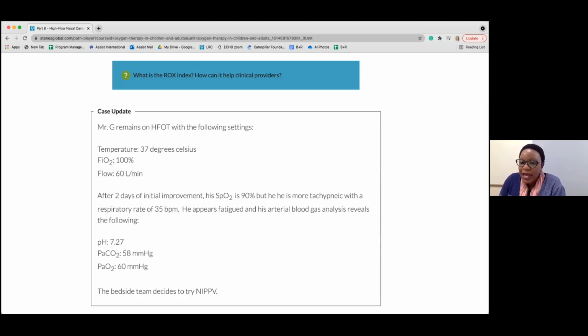So what the ROX index does is that you need to assess the patient 2 hours, 6 hours, and 12 hours after placing them on high flow nasal cannula. What you will be monitoring is the saturations of the patient, so the SpO2. You're going to input the FiO2 that the patient is on. And lastly, you're also going to monitor the respiratory rate. So these are 3 basic parameters that can be monitored at the bedside.